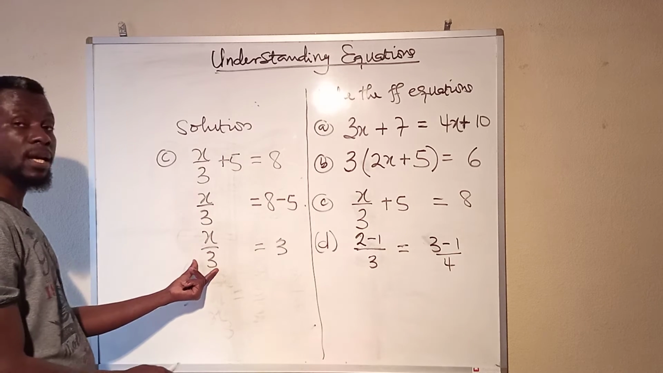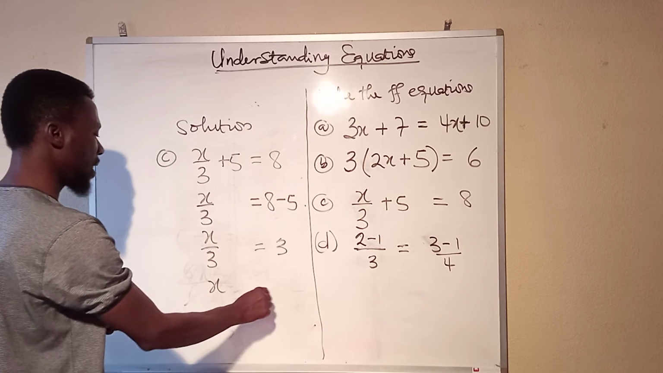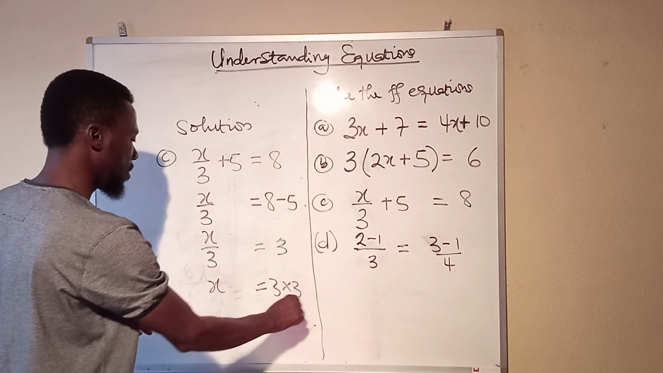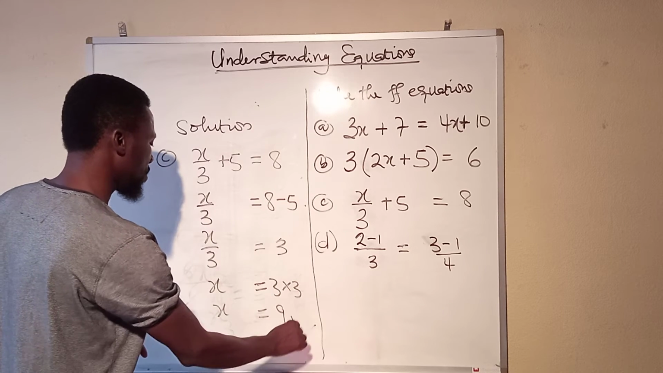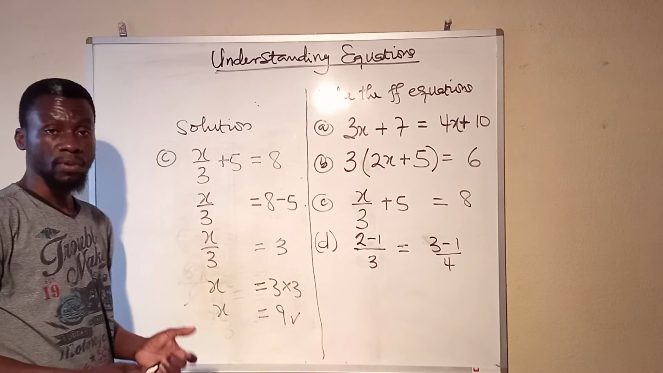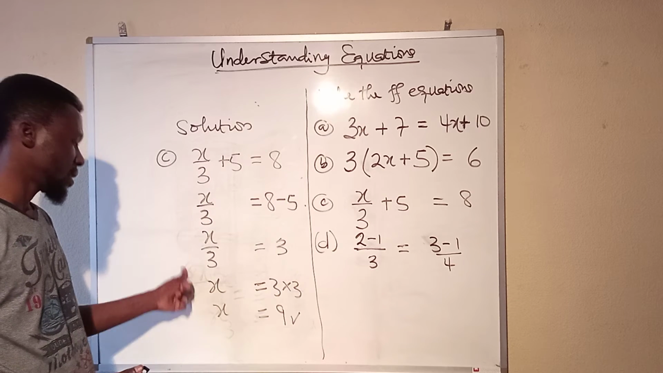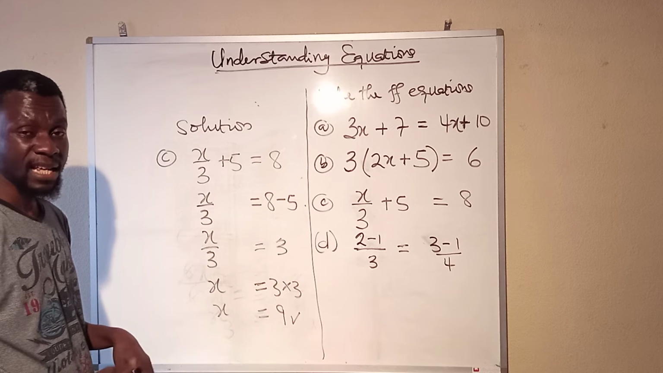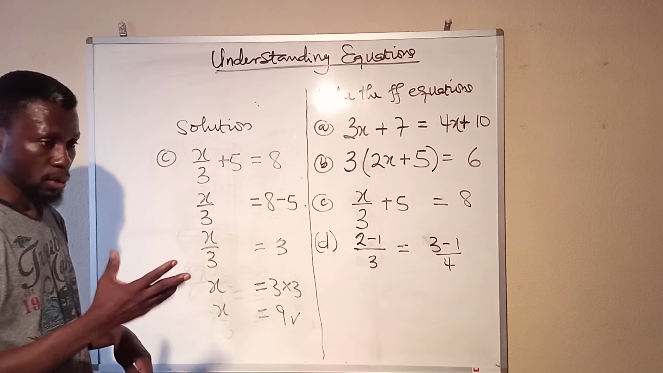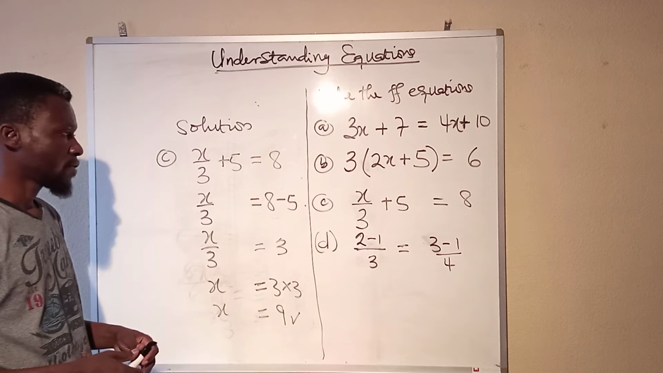Then what is happening here? This is division. What is dividing must cross the equal sign to multiply. So x is equal to 3 times 3. And so our x is equal to what? Our x is equal to 9. I told you from the beginning. If you look at this equation, you will be able to guess the answer. But in mathematics, we do not guess answers unless it is a multiple choice question and you are good at doing that. Otherwise, you need to solve and arrive at the answer.